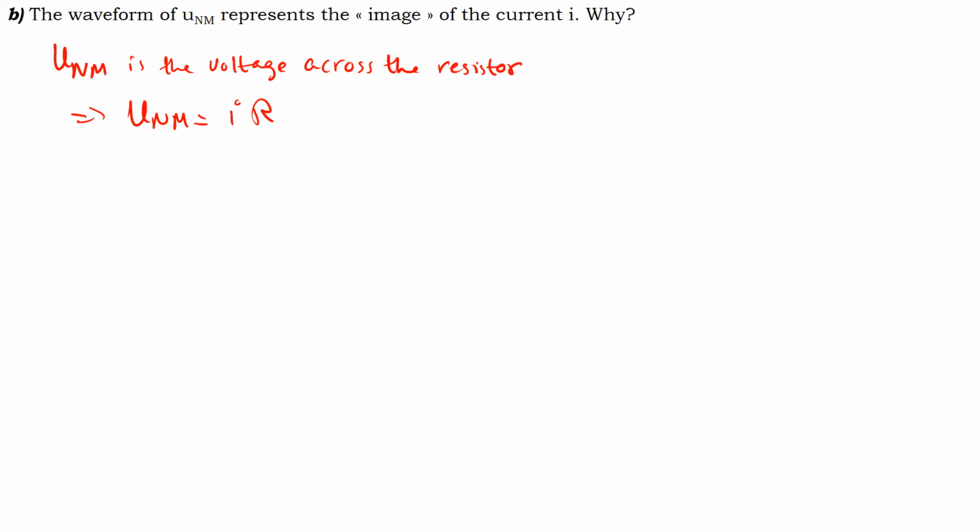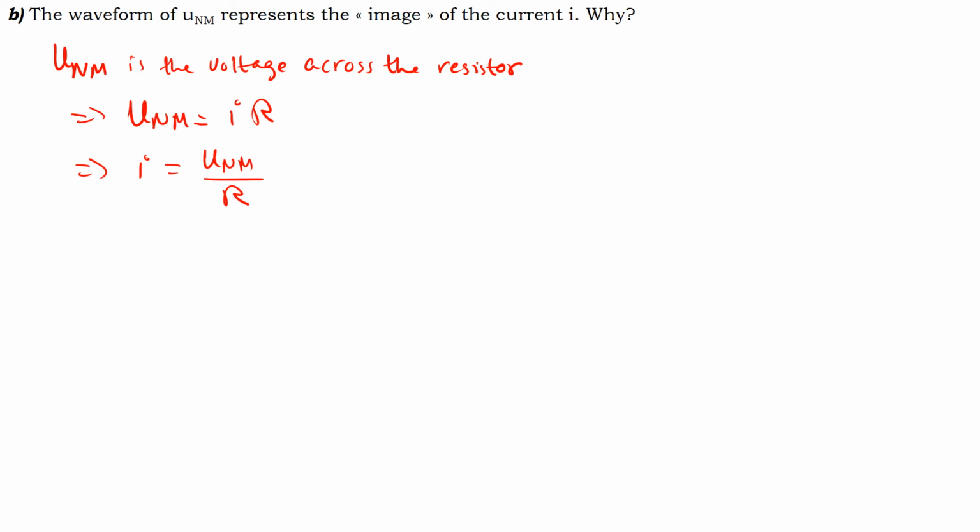Part B, show that the waveform of UNM represents the image of the current I. UNM, from this figure, is the voltage across the resistor, which means that as a formula UNM is equal to IR, which indicates that I, the current, is equal to UNM over R.